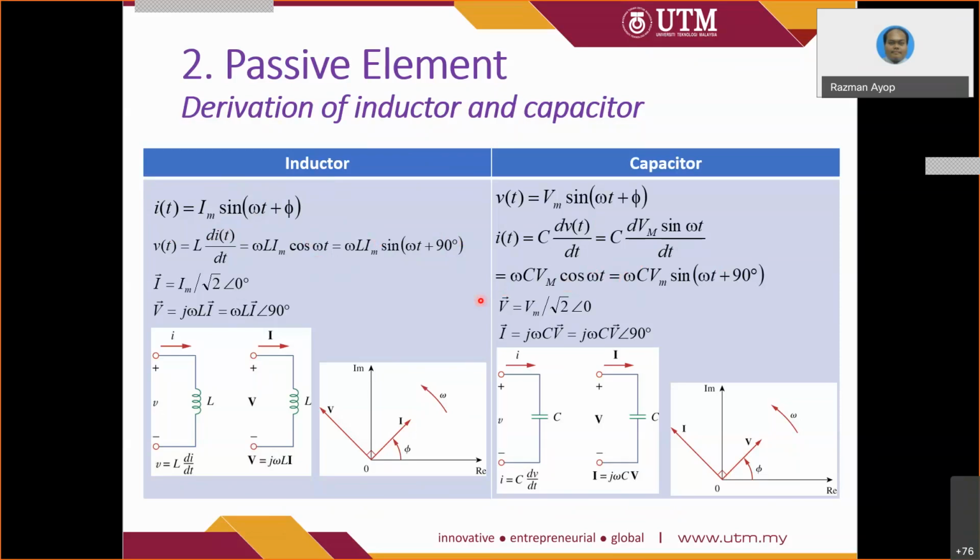Then you convert it to the phasor domain. So you get the relationship of V and I for the inductor and capacitor. For the inductor, V is leading I, it is faster by 90 degrees. For the capacitor, I is leading the voltage by 90 degrees. Make sure of this, because this is an important characteristic.